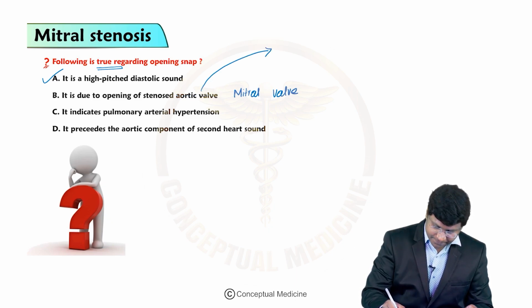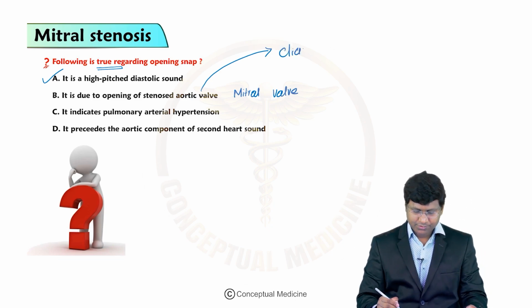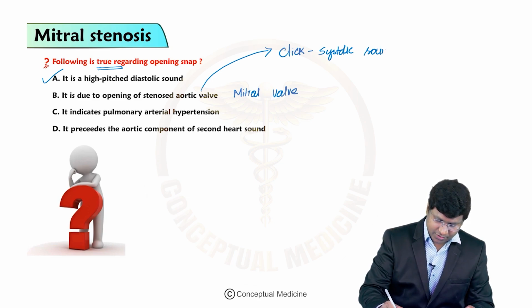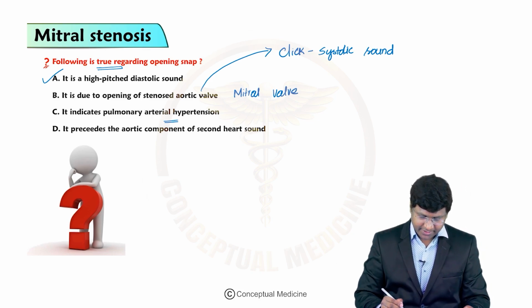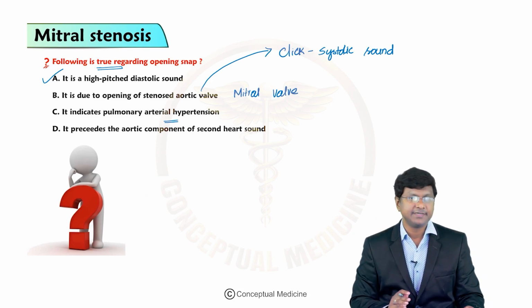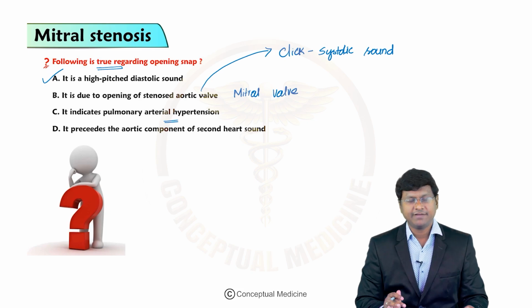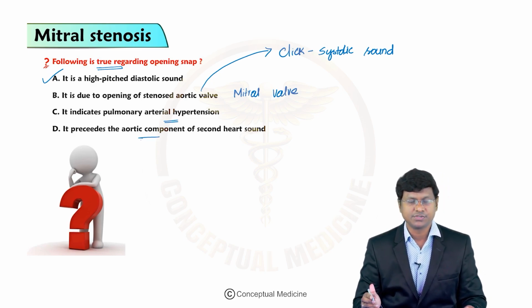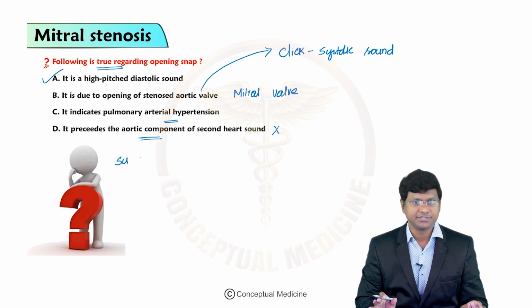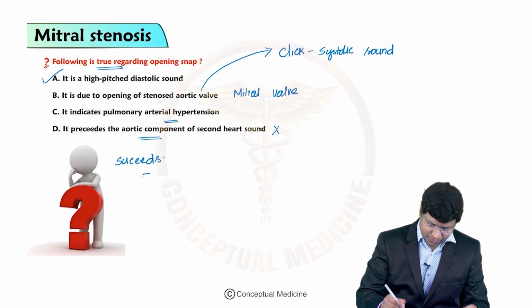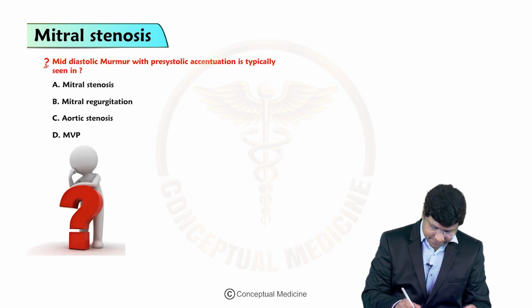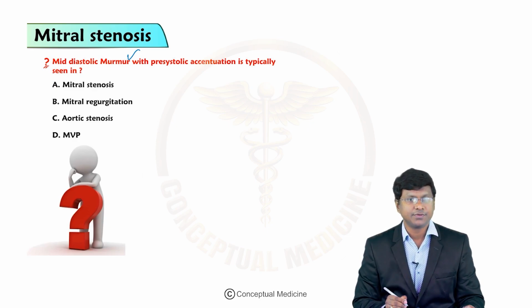What is the sound that will be produced due to opening of stenosed aortic valve? That will be a click, and this will be a systolic sound. And it indicates pulmonary arterial hypertension? No, right? In all the cases of mitral stenosis, you have the presence of the opening snap, and pulmonary arterial hypertension can be seen in any form of mitral stenosis. Your opening snap and pulmonary arterial hypertension have no relation. And it precedes the aortic component of the second heart sound? No, it succeeds the aortic component of the second heart sound. Next question.